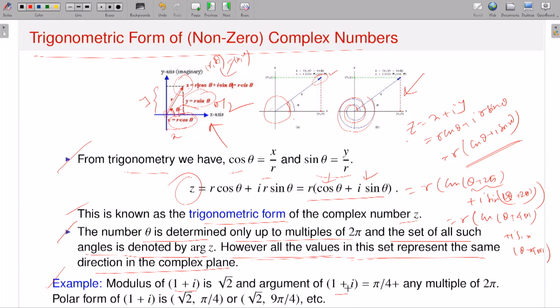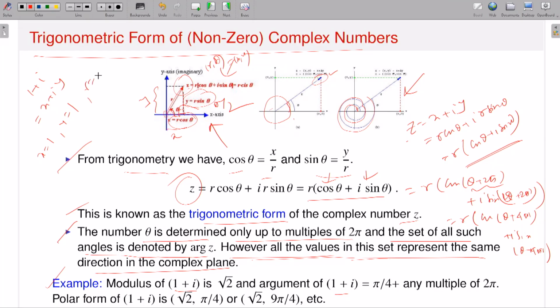So if I have a 1 plus i, so that means, what is my x? It is of the form x plus iy, right? So what is my x here? My x is 1, y is 1, right? Okay. What is my r?